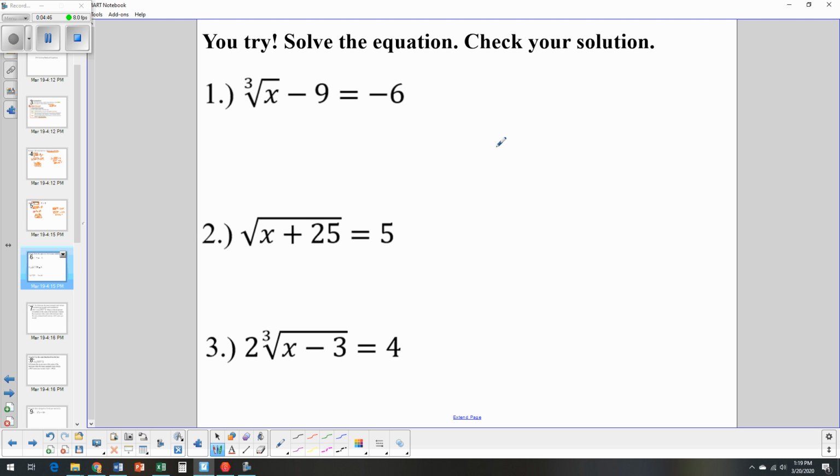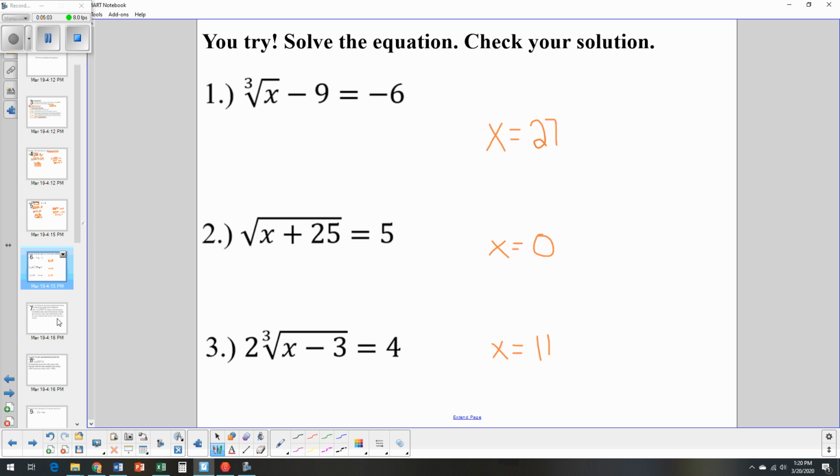All right, if you're good, number 1, you should have gotten x equals 27. Number 2, you should have gotten x equals 0. And number 3, you should have gotten x equals 11.